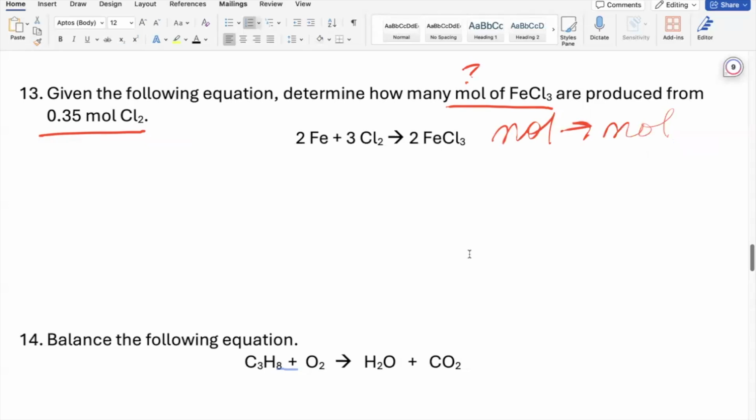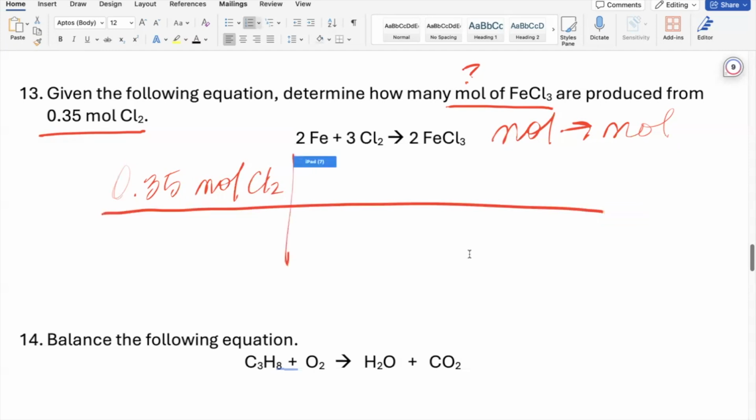Because moles is how I change substances. If I am given moles and I want to end in moles, it's just a matter of changing the substances with the mole to mole ratio. So I'm going to start with my given, 0.35 moles of Cl2 on the bottom because I want them to cancel, and then moles of iron chloride, FeCl3, on top, because that's my desired unit.